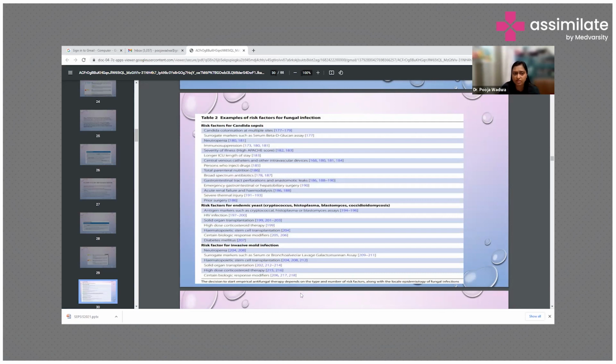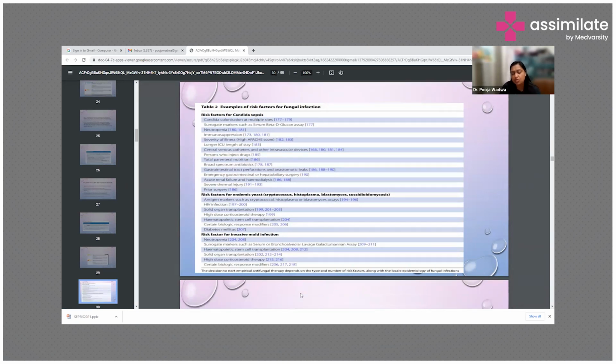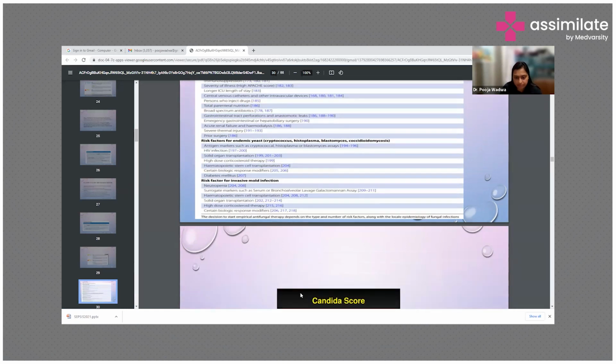So these are the risk factors for Candida species. Now, for Cryptococcus, Histoplasma, mostly HIV, solid organ transplant, patients who have had a bone marrow transplant, patients who have been on very high steroid therapy for a long time, and patients with diabetes.